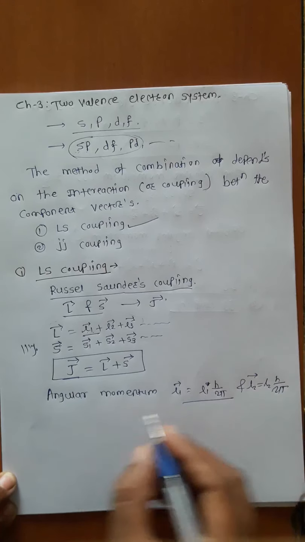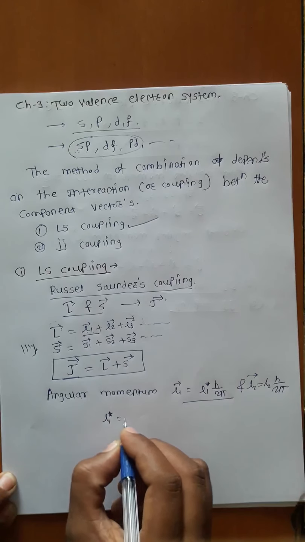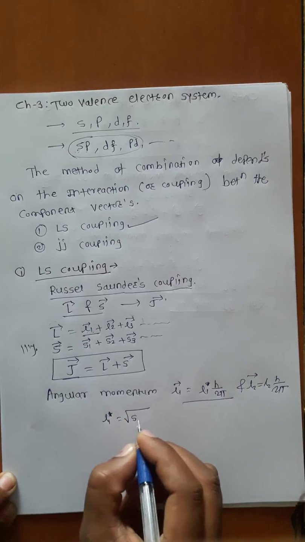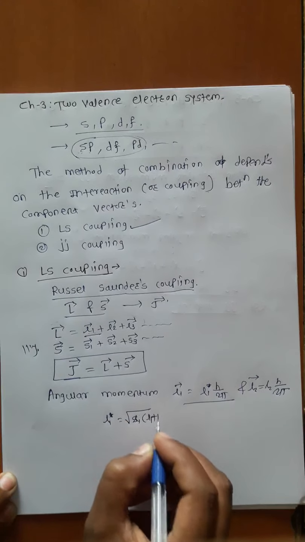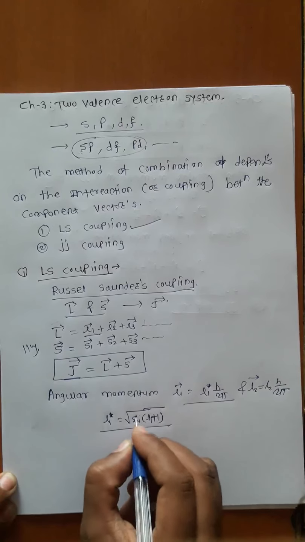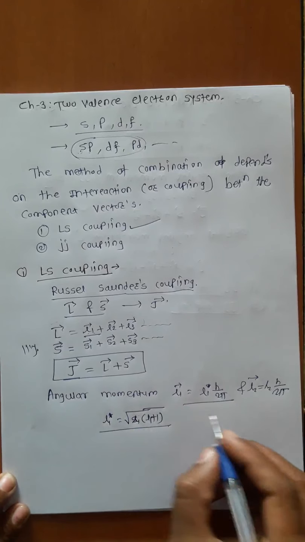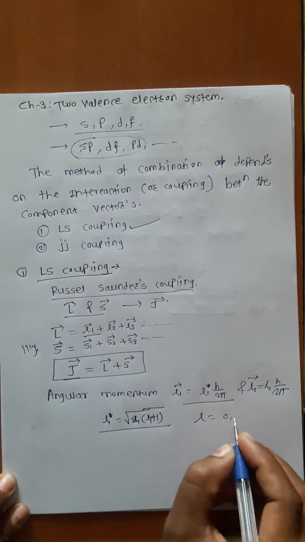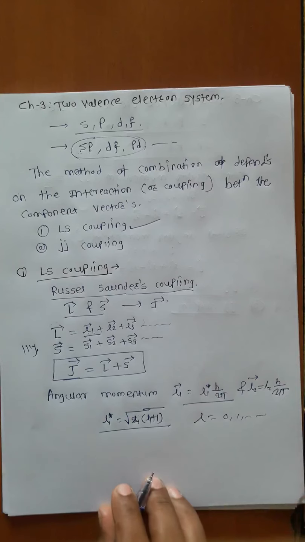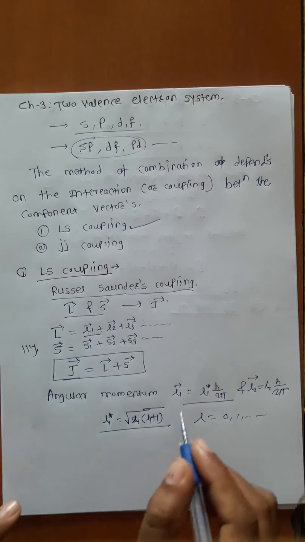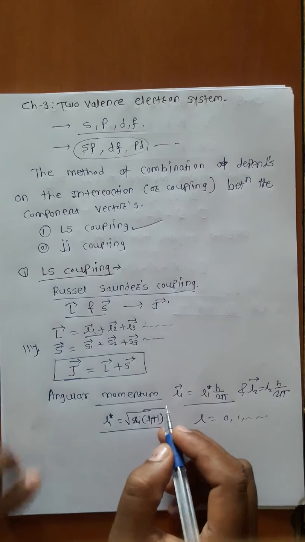We know the value of L1 star is equal to the square root of L1 into L1 plus 1, with L having values 0, 1, 2, 3 and so on. Now, for a single electron I will call it the angular momentum.